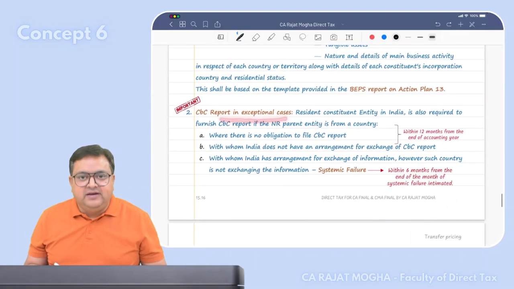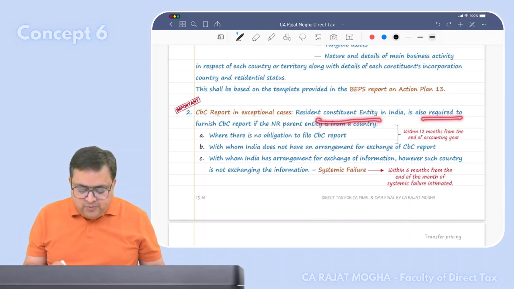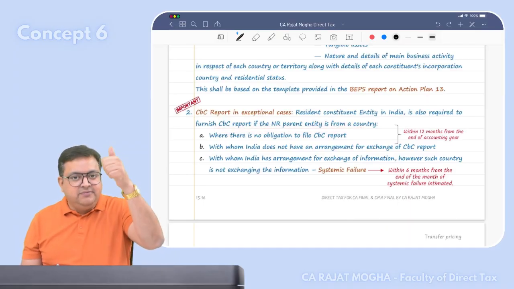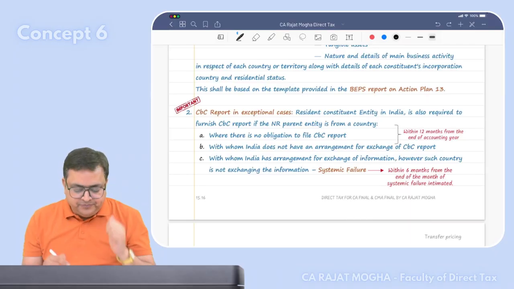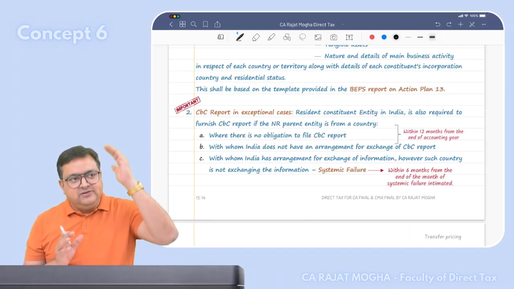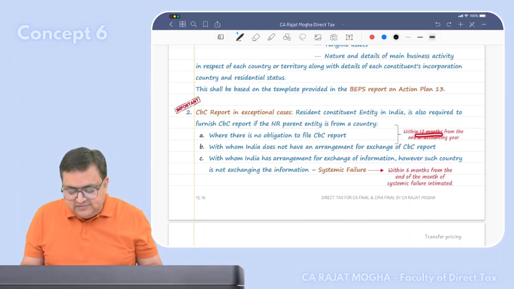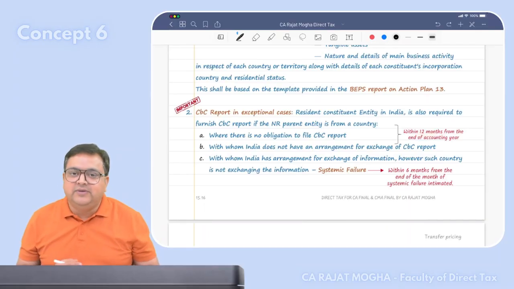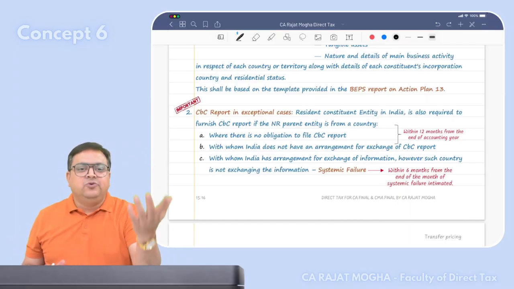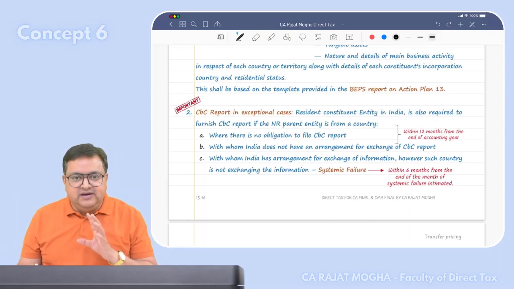CBCR report in exceptional cases. The resident constituent entity in India, Siemens India, is also required to furnish CBCR if the NR parent entity is from a country where there is no CBCR law, where there is no obligation to file a CBCR report. India knows now that in Germany there is no law. So they have to furnish the CBCR within the same time, within 12 months from the end of the accounting year, because they know this prior to this also. It is public information, right? You already know it. So on the same date you have to file the CBCR, 12 months from the end of the accounting year.